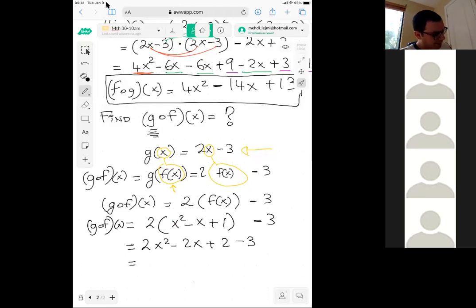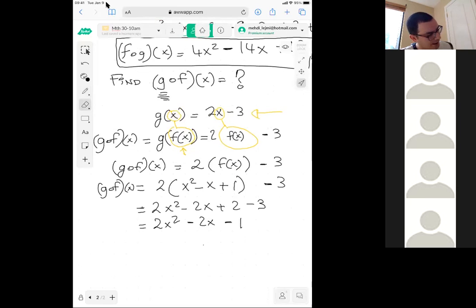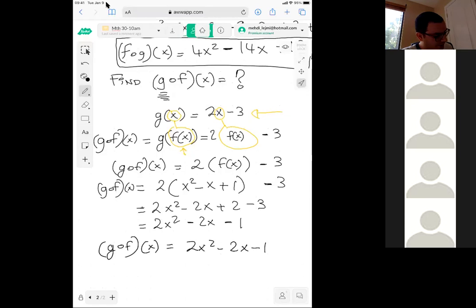And here, there's only one simplification. You can subtract 2 and 3. So this is 2x squared minus 2x, and 2 minus 3 would be minus 1. So that would be a fine answer, right? So you see that g composed with f of x is actually equal to 2x squared minus 2x minus 1.